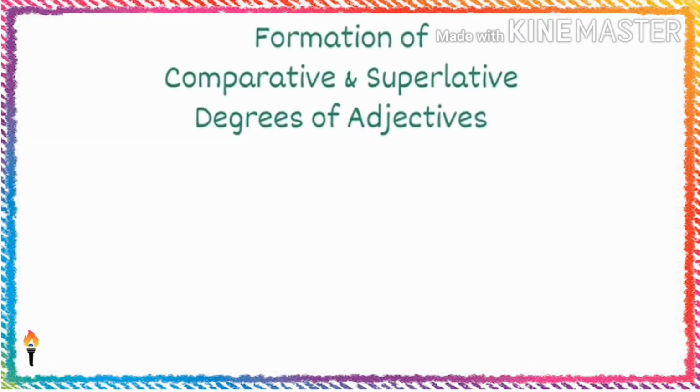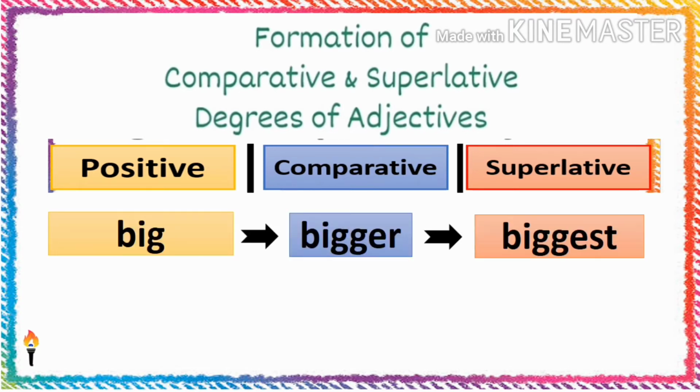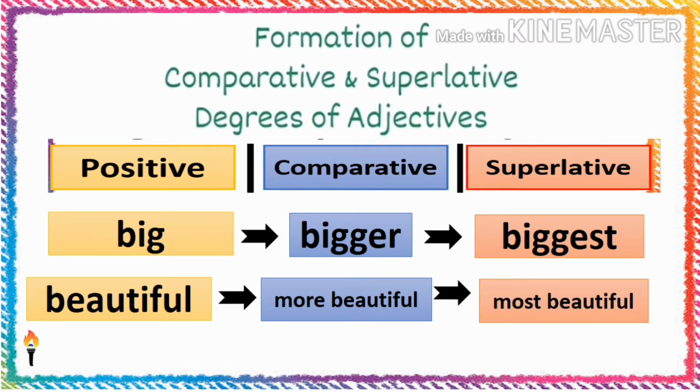Now, how do we form the comparative and superlative degrees of adjectives? We have the positive, comparative, and superlative. From big to bigger to biggest in the superlative degree. From beautiful in the positive degree, more beautiful in the comparative degree, and most beautiful in the superlative degree. Just like any other rules in our lives, we also have rules in forming the comparative and superlative degree. Let us know them one by one.